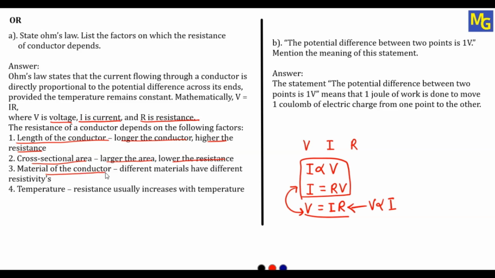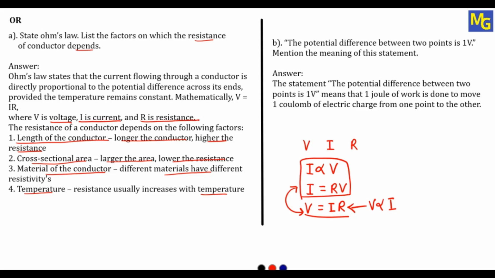Material of the conductor. Different materials have different resistivity. We have insulators, conductors and semiconductors. So depending on the material, resistance changes. Then one more is temperature. Resistance usually increases with temperature. So these are the factors on which the resistance of a conductor depends.